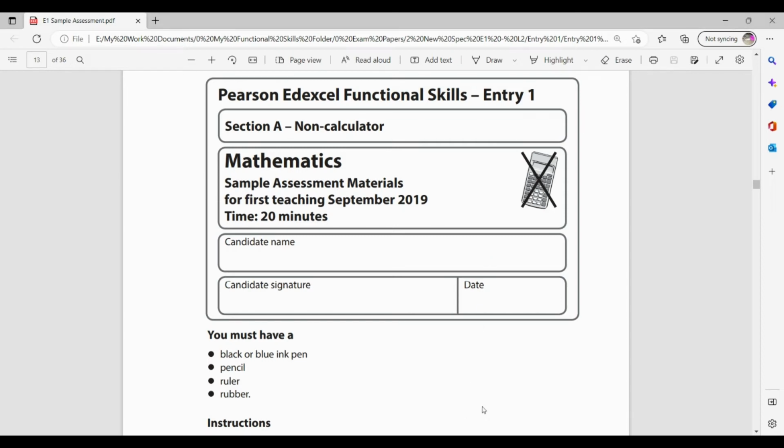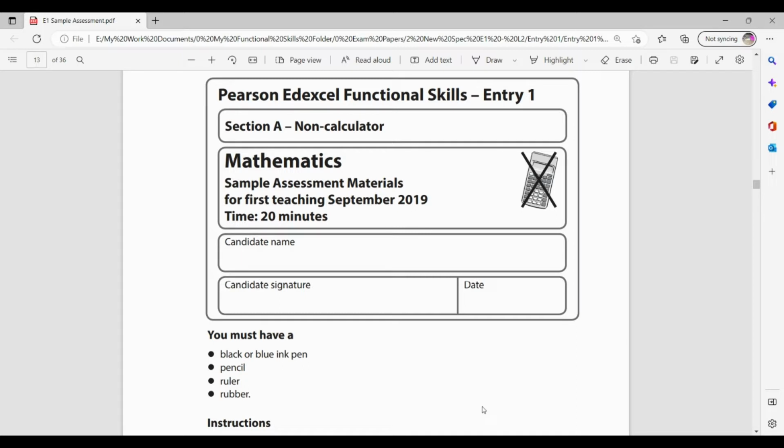So today we're going to be looking at the sample assessment material from Edexcel for the entry-level maths qualification for entry-level 1. I would recommend you do the paper first and then use my video to check and mark your answers. As well as the answers, I'm also going to be going through the mark scheme and how the marks are awarded. This sample assessment material is available on the Edexcel website.